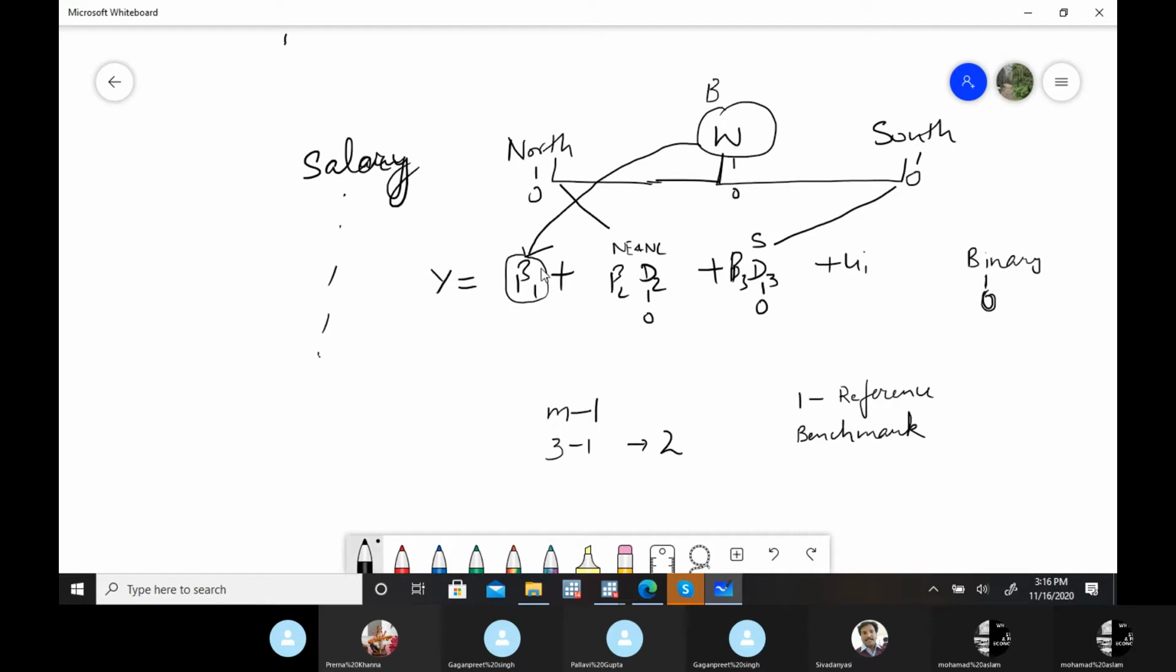And with reference to this category, that is West, these values will tell us the changes in average salary of these public school teachers with respect to West. Let me come first to this example, that will give you more clarity about this situation.